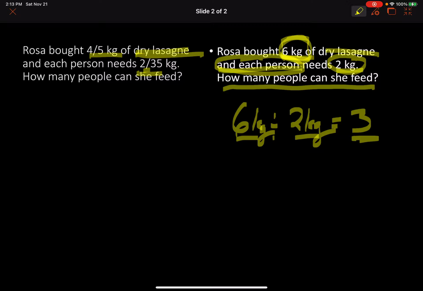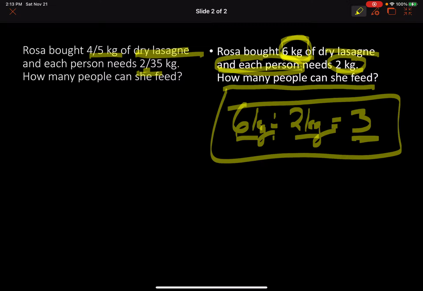So how did finding this simpler problem help me decide what I'm going to do here? Well, oftentimes people get distracted and they freak out when they see fractions and things. But we know how to use this, and it says each person needs. So I know that it's going to be divided up into smaller groups, that 4/5. And we already know how to do this.